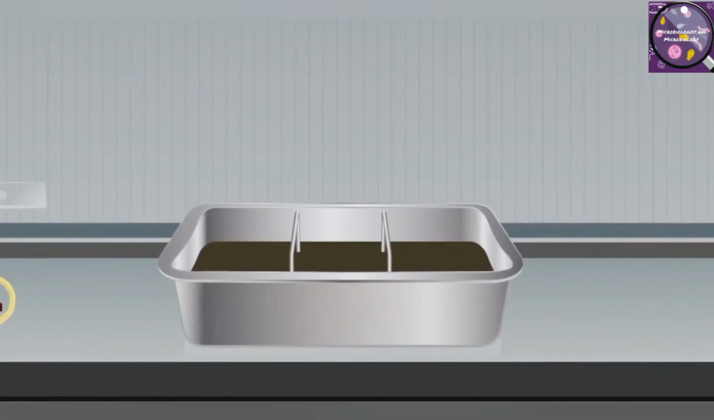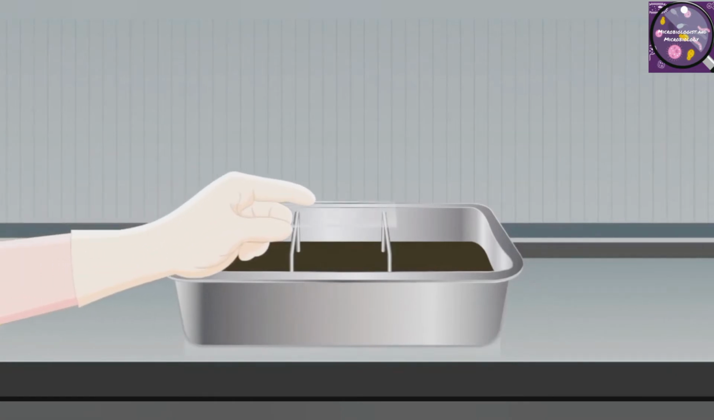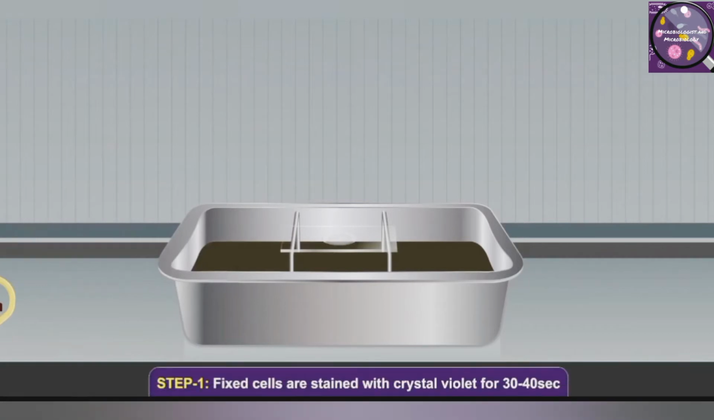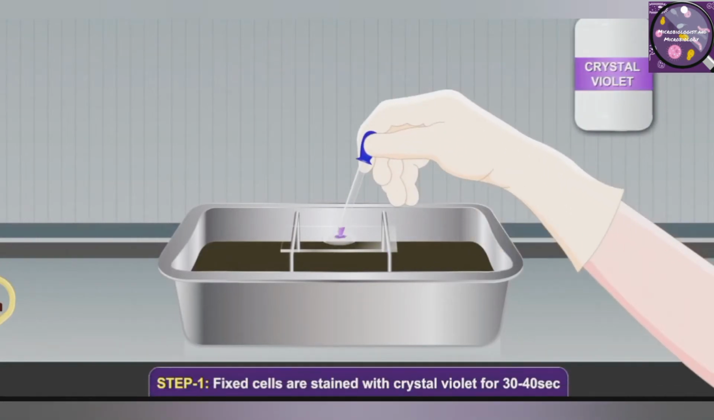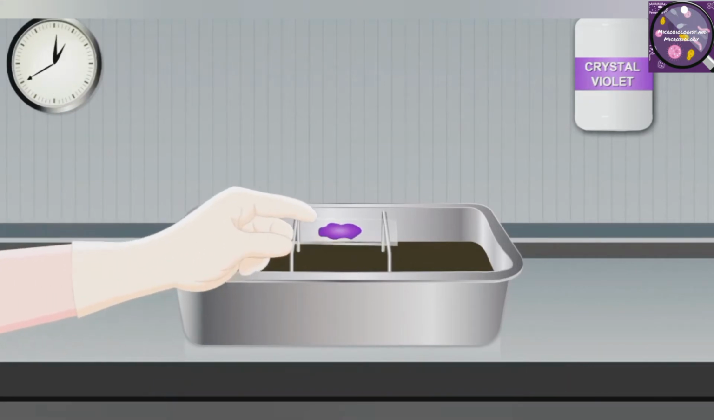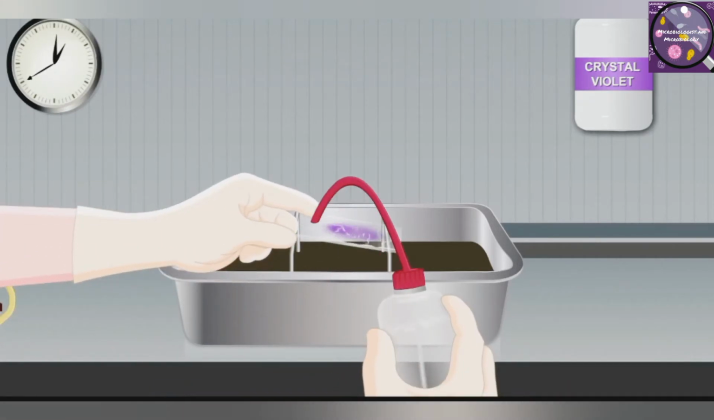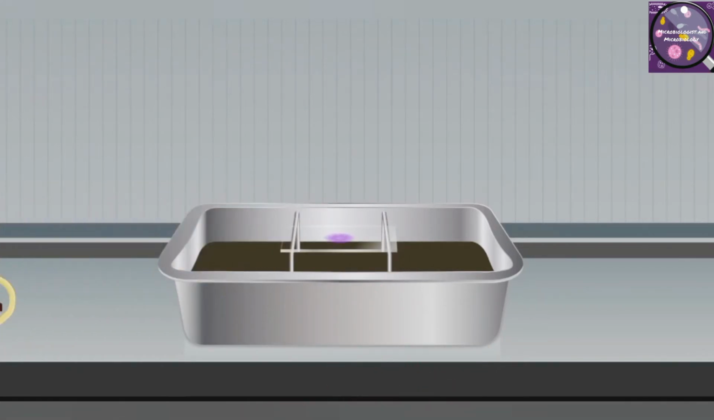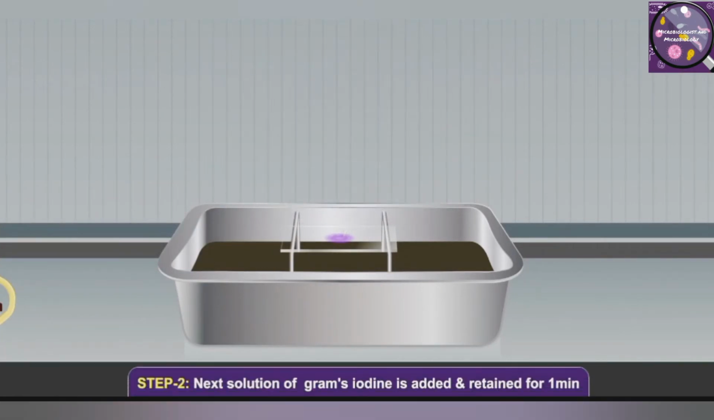The cells are then fixed. The slide is passed slightly above the Bunsen burner. Fixed cells are then stained with the basic dye crystal violet for 30 to 40 seconds. The slide is then rinsed with water to remove the excess stain. At this point, all cells appear purple under the microscope.